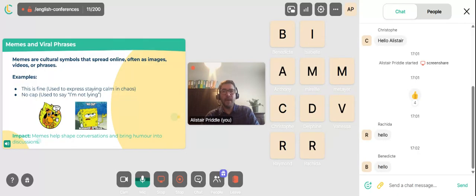There are also memes and viral phrases. So memes are cultural symbols that spread online, often as images, videos, or phrases. Examples. This is fine, used to express staying calm in chaos. No cap, used to say, I'm not lying. What is the impact of memes? Well, memes help shape conversations and bring humour into discussions.